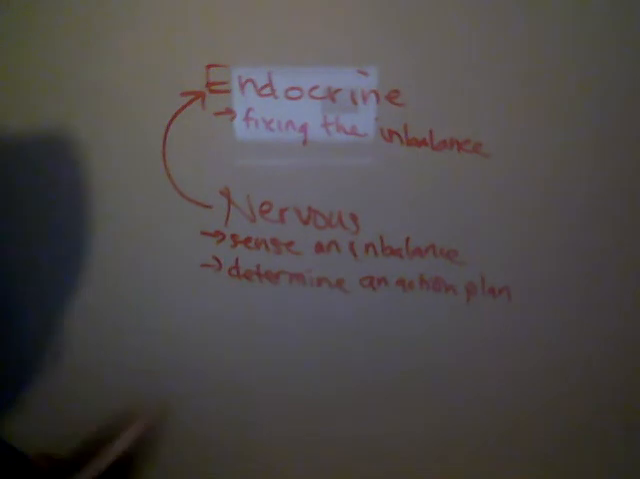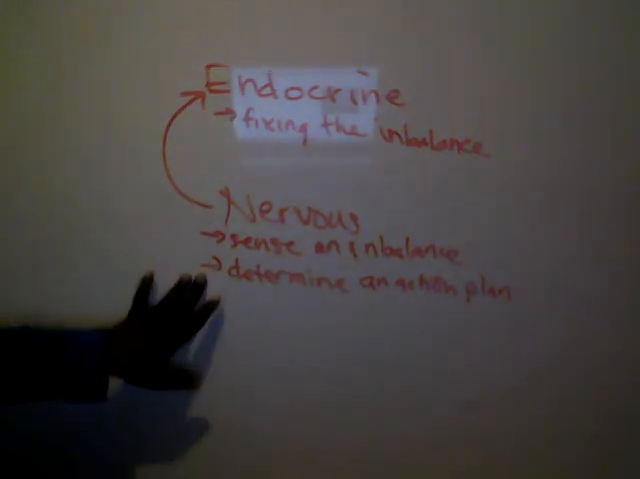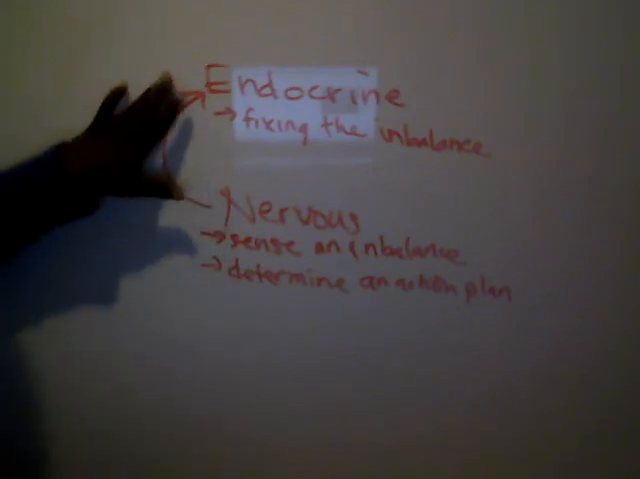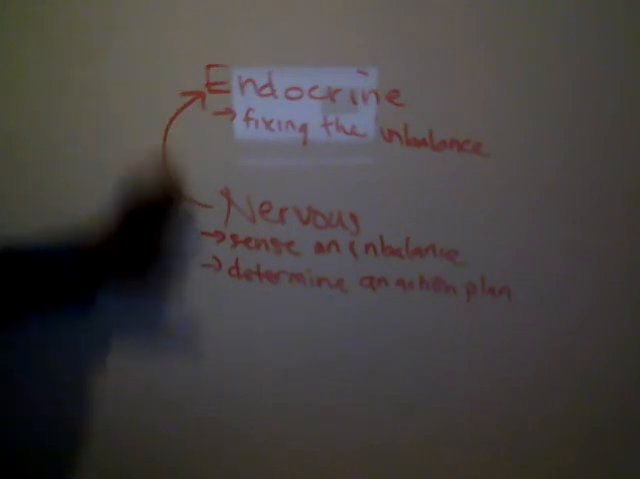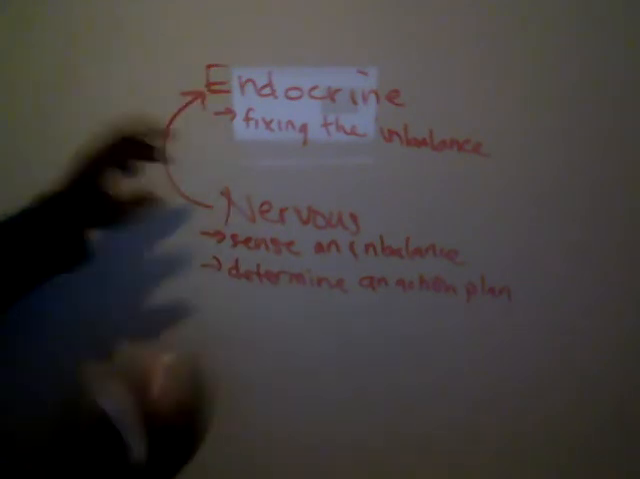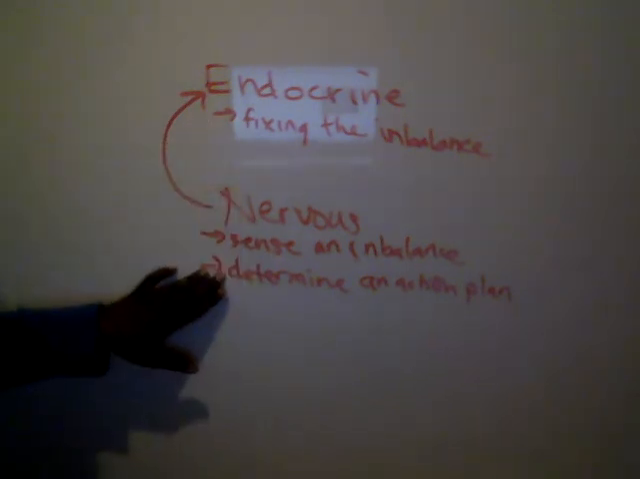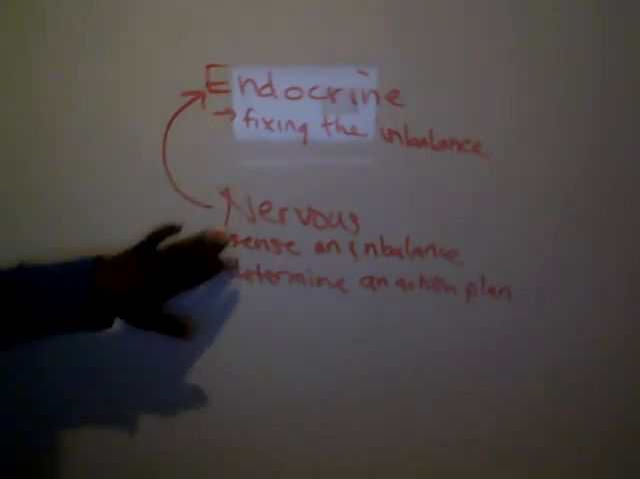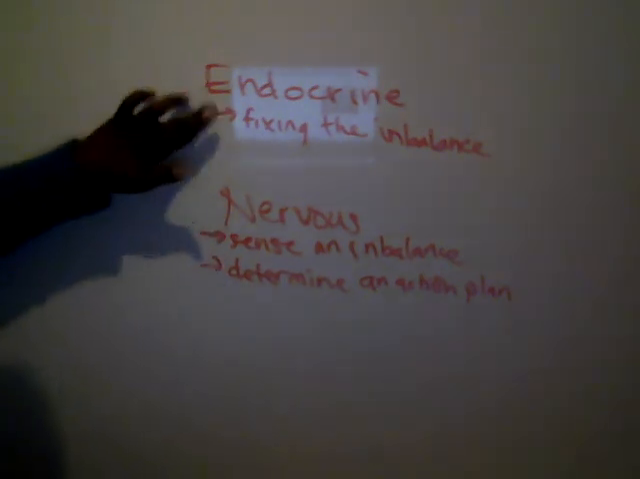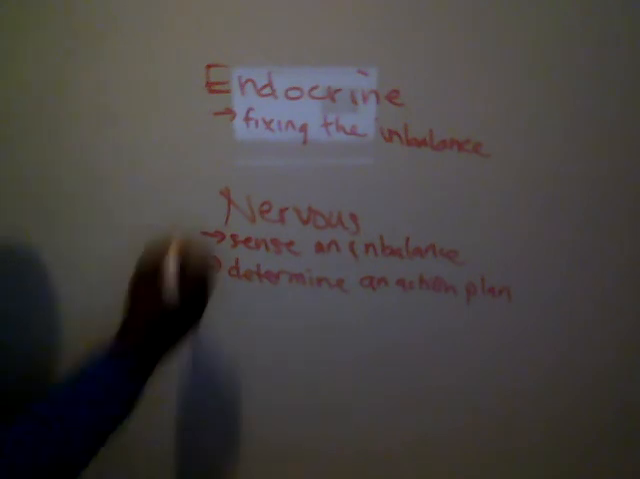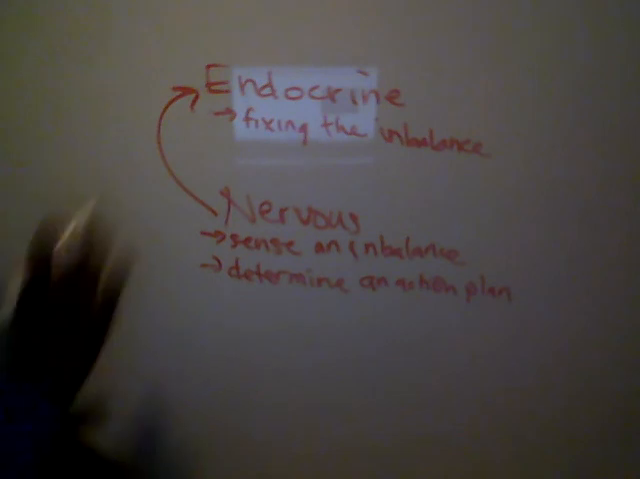So if we think of it like you have a car, your car's not working correctly, you may sense that there's something wrong, and your action plan may be to take it to the mechanic, but it's the mechanic's responsibility for trying to fix that particular issue. Now they do communicate back and forth. Once the issue or the imbalance is fixed, whether it's a hormone that's released or not, the brain then has to go back through and say, okay, was that imbalance actually fixed? If it was, then it shuts off this message to the endocrine system. If it wasn't fixed, then it's going to maybe send even more messages to that endocrine system until that problem is fixed. But that's how they work.